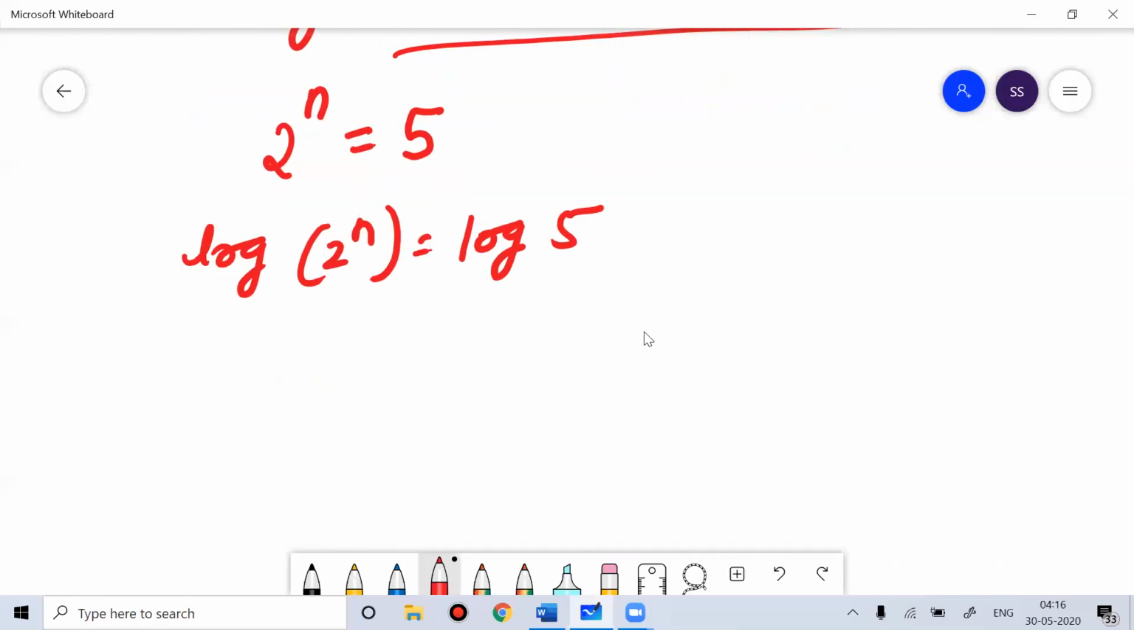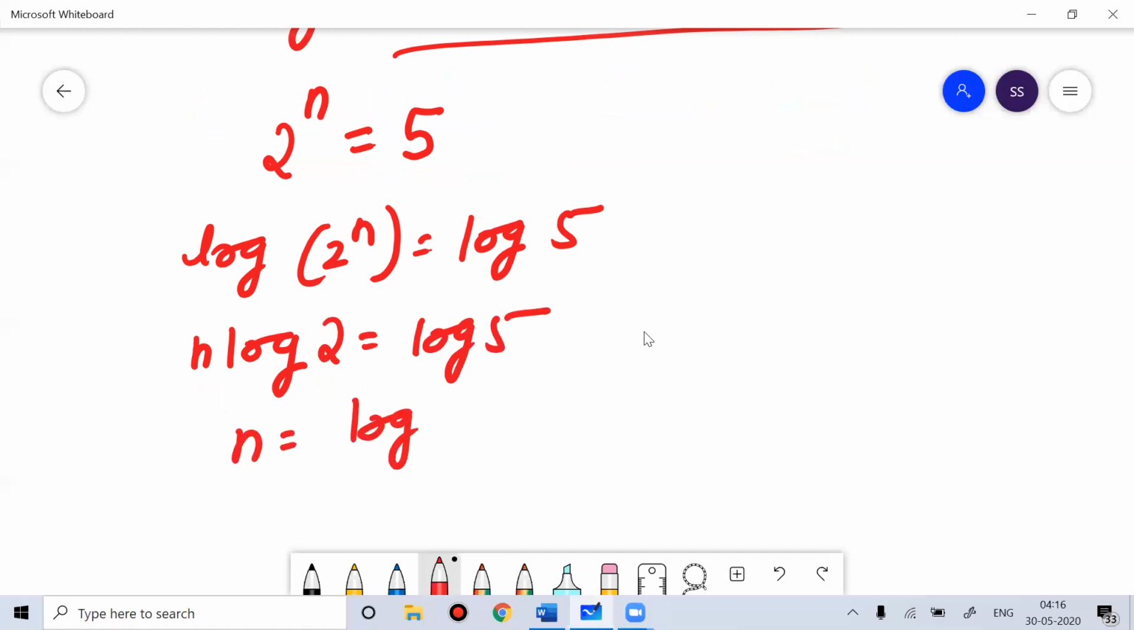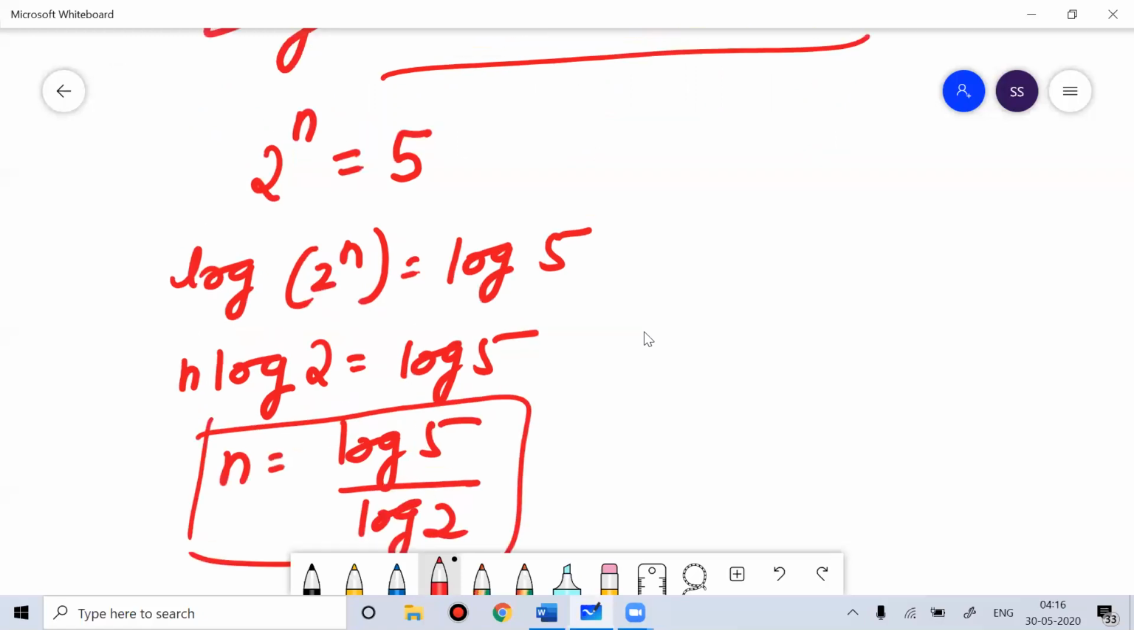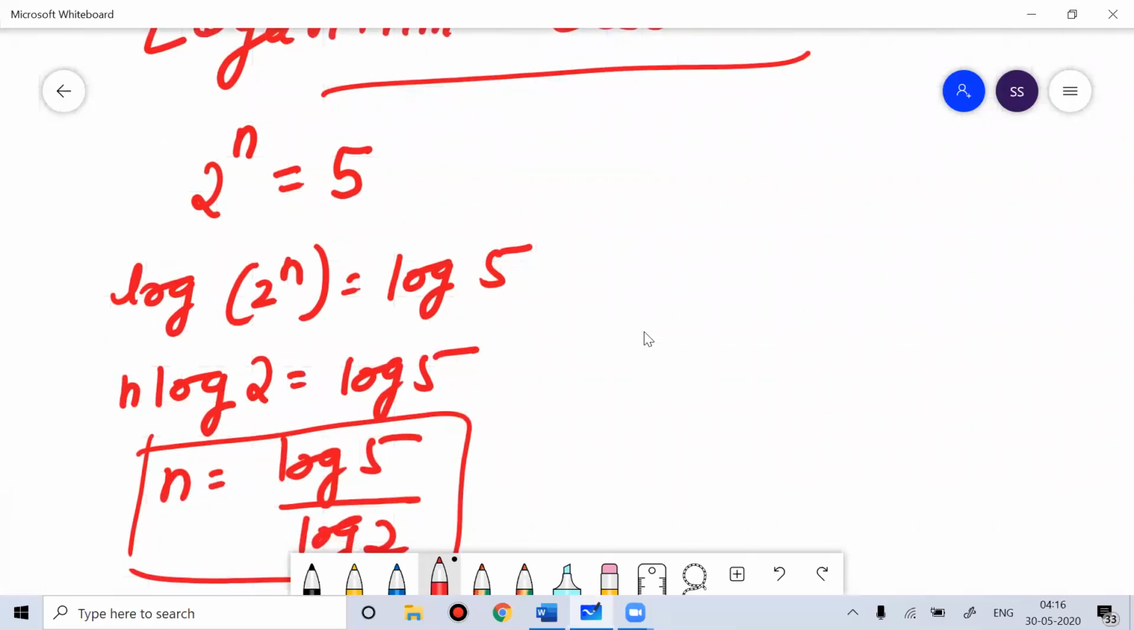Log is the inverse function of exponential. So if you take log of 2 to the power n, this n will come down in front. Ultimately this becomes n log 2 is equal to log 5, so the value of n would be log 5 by log 2. If we solve the question this way, it becomes very convenient for us to get the answer for n.